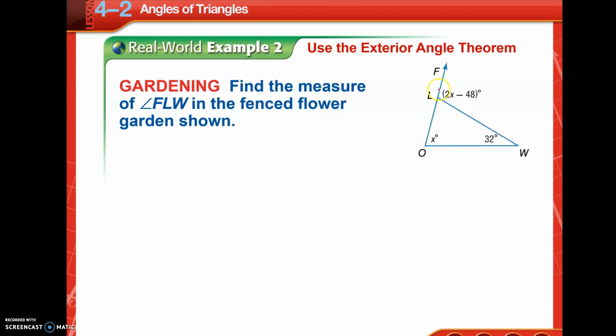So here, using the exterior angle theorem, we know that 2x minus 48 is an exterior angle, and 2x minus 48 equals the sum of the 2 remote interior angles, which are x and 32. So x plus 32. And then we can solve for x.